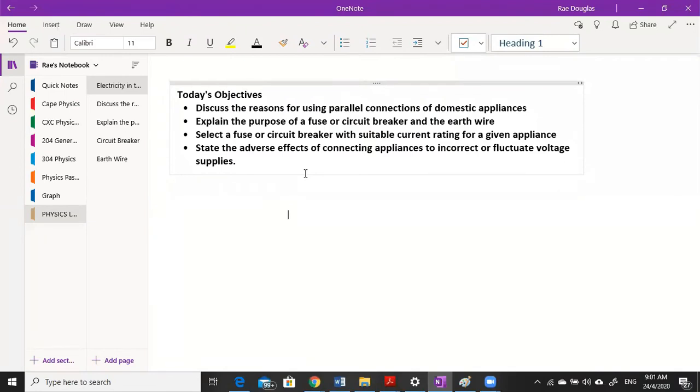But we're going to talk more about some protective devices that are used inside of the circuits. Take, for example, your fuse, your circuit breaker, and your ground wire.